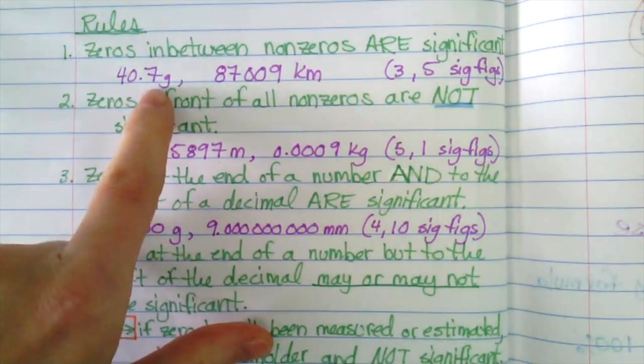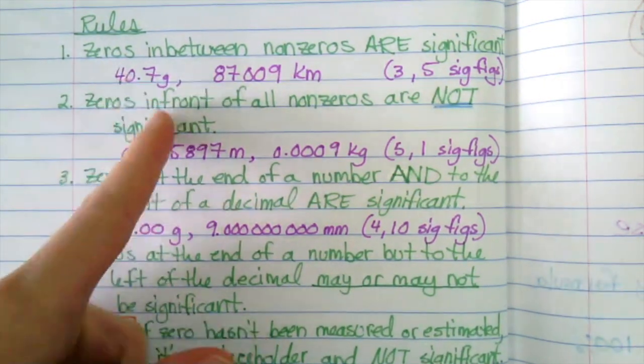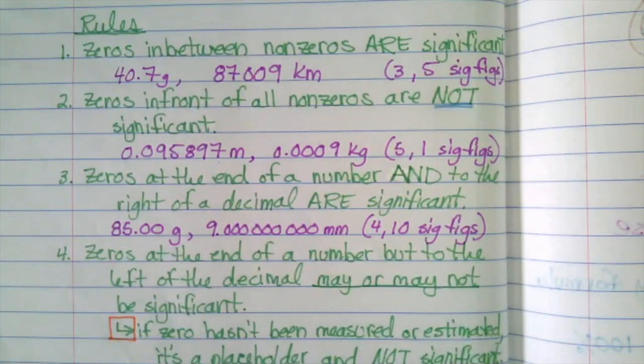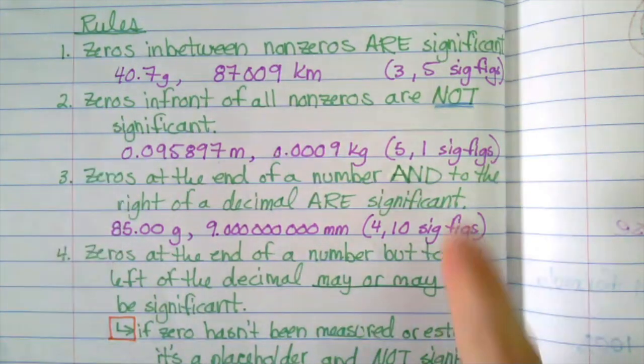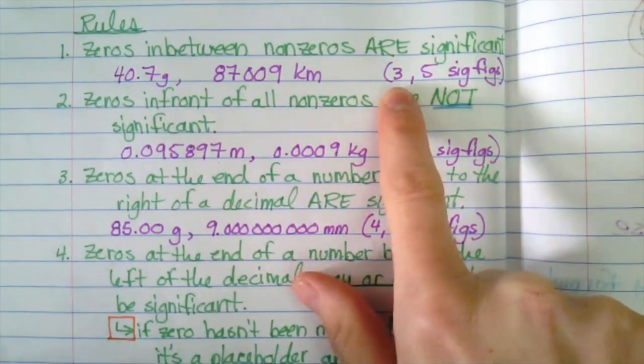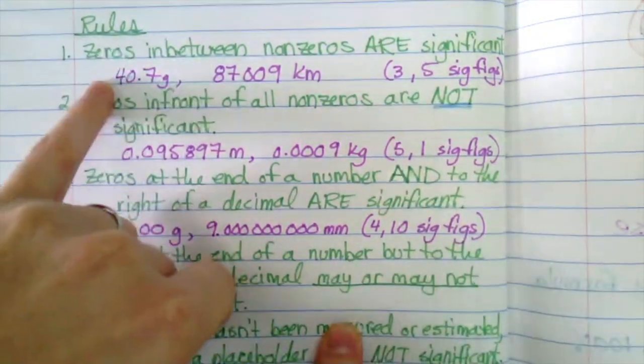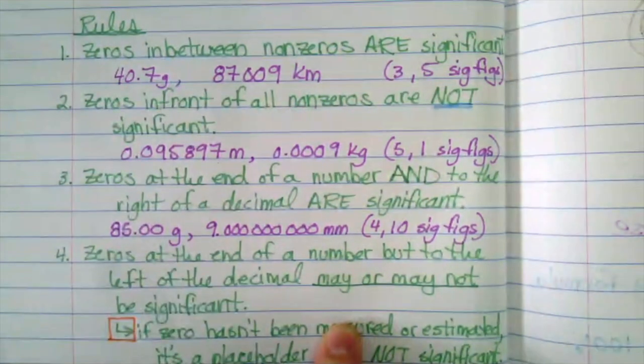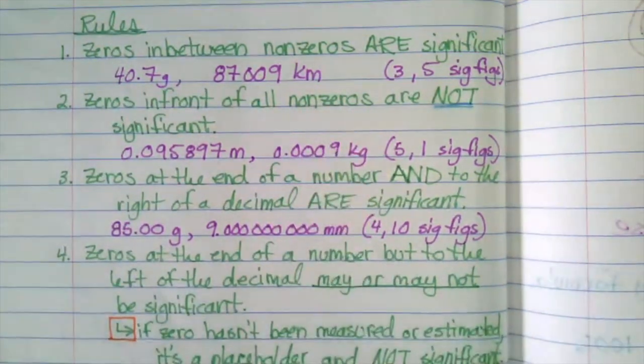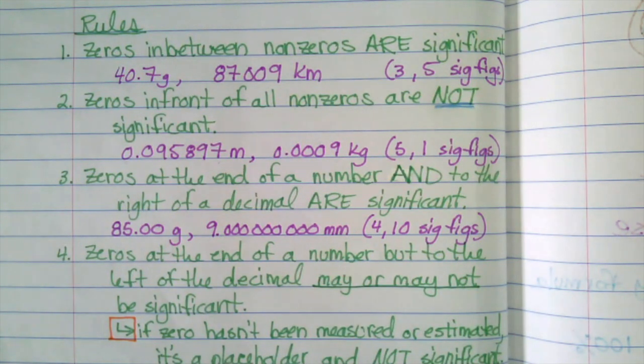Here I have 40.7. If I take out that 0, that becomes 4.7, a very different number. So that 0 is significant. And that means there are 3 significant figures, sig figs, in this answer. 1, 2, 3. Okay. Number 2, zeros in front of all non-zeros are not significant. They're holding places. Down at the very bottom, I have a note in blue that says, when you're in doubt, just convert it to scientific notation.